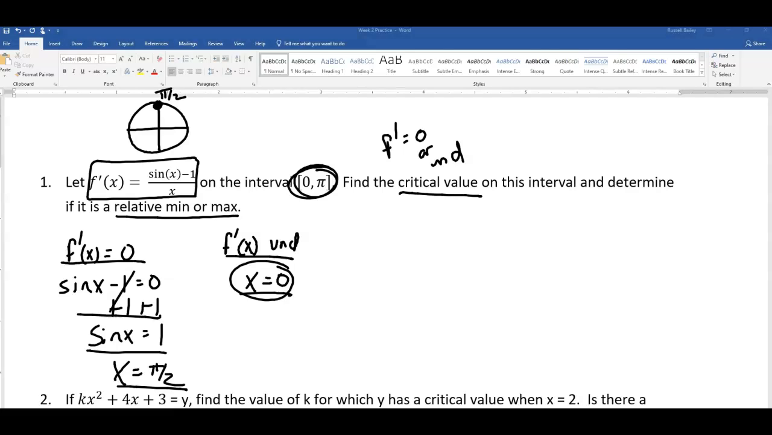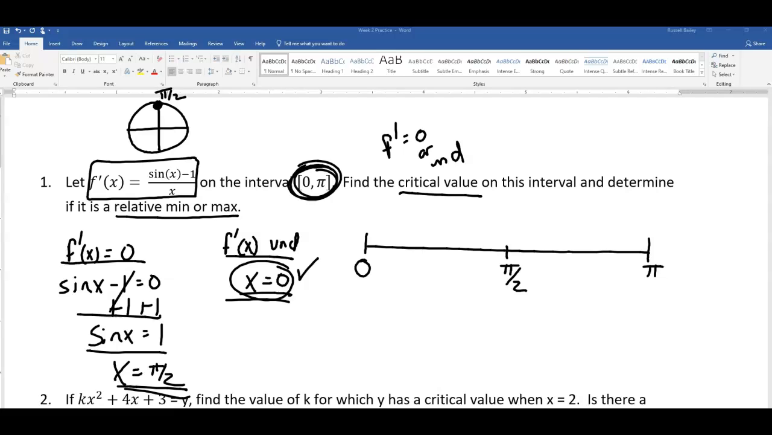All right, so now we want to determine if it's a relative min or a relative max. Now, this is our interval, so we're starting at 0, we're stopping at pi, and we have our 2 critical values. We really don't care about this one, though, because it's the endpoint. We already have it. So we really just need to put a pi over 2 here.